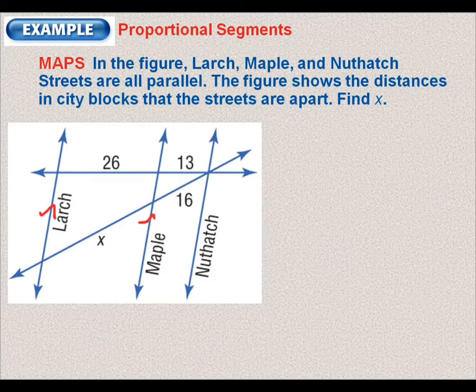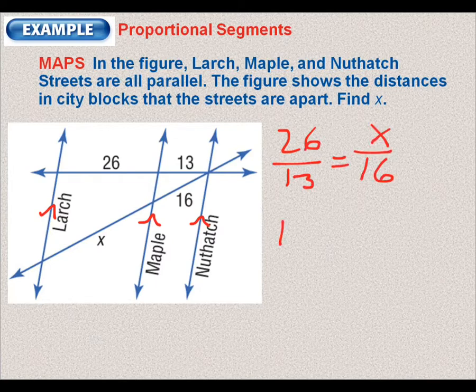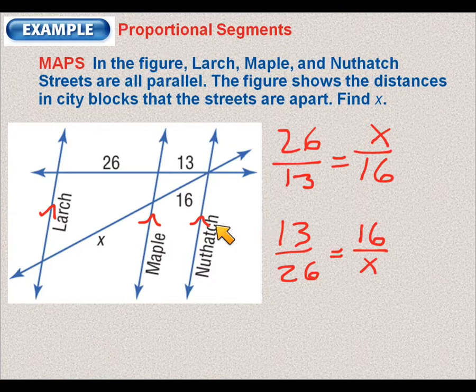It told you in the problem that you have these 3 lines are parallel. And the theorem says if you have 3 parallel lines and they're cut by 2 other lines, here and here, then it cuts them into proportional parts. So if I started with this piece, 26 over 13 is equal to X over 16. Or if you did it the other way, it would be that. Proportional parts. This over this is equal to this over this, if these lines are parallel.